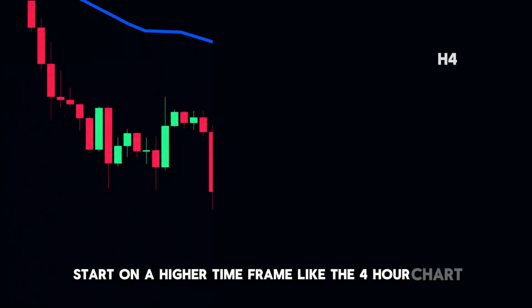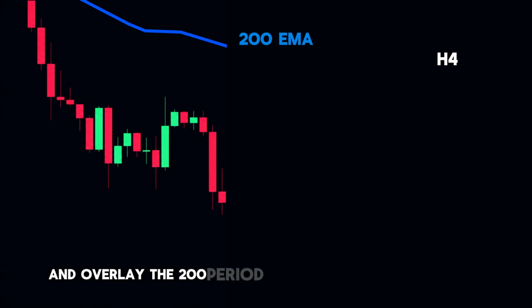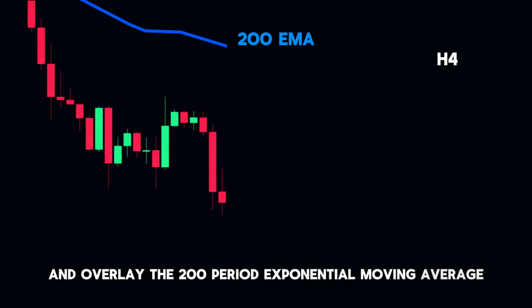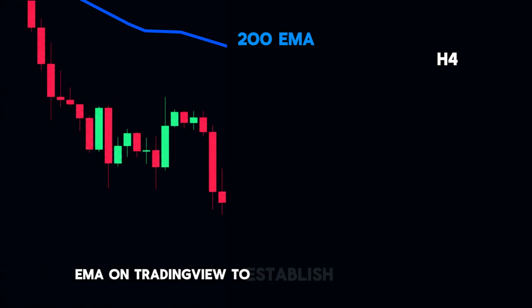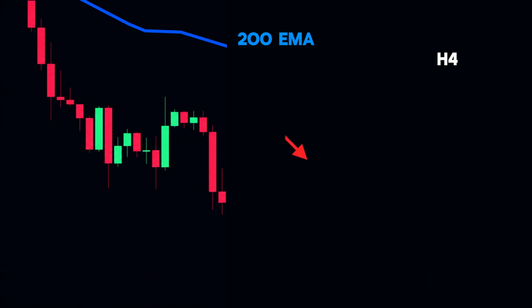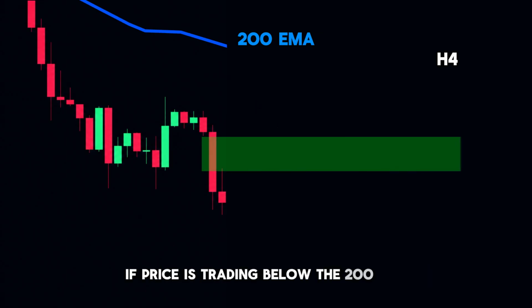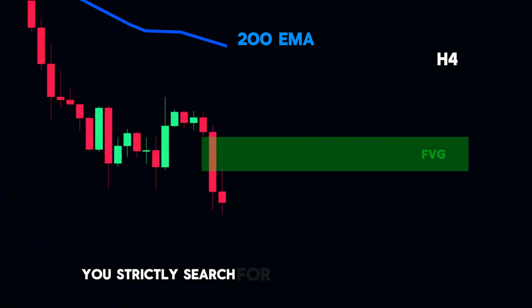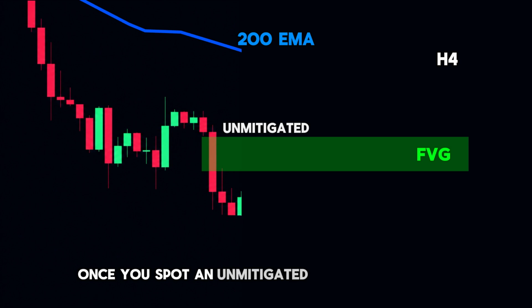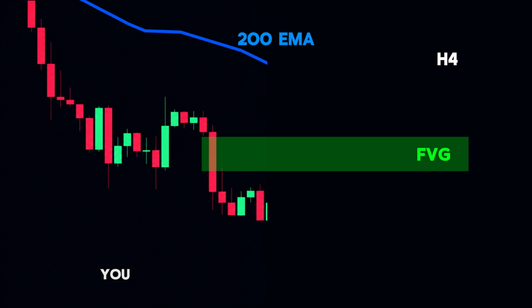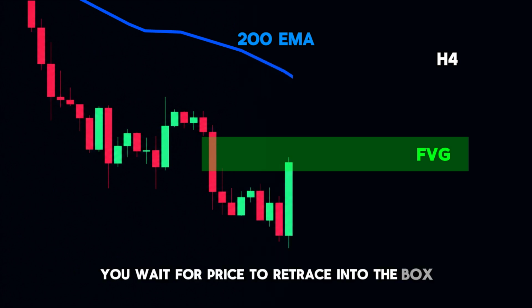The third strategy pairs higher time frame fair value gaps with lower time frame momentum confirmation. Start on a higher time frame, like the 4-hour chart, and overlay the 200-period exponential moving average, EMA, on TradingView to establish the master trend. If price is trading below the 200 EMA, you strictly search for bearish fair value gaps. Once you spot an unmitigated 4-hour bearish gap, you wait for price to retrace into the box.